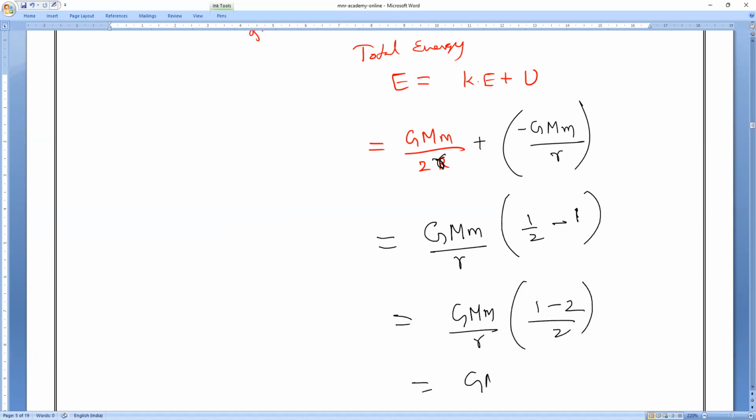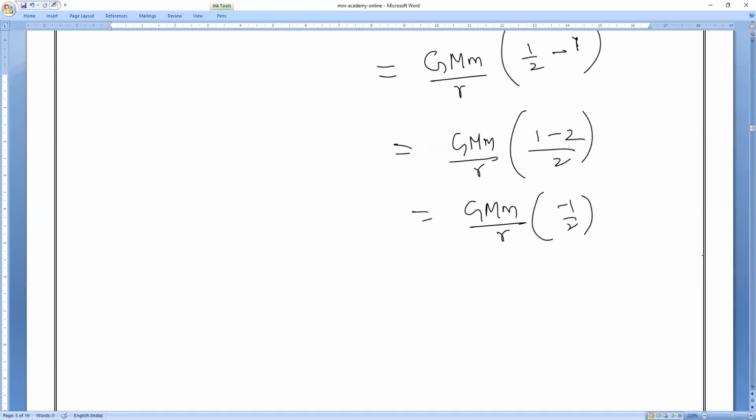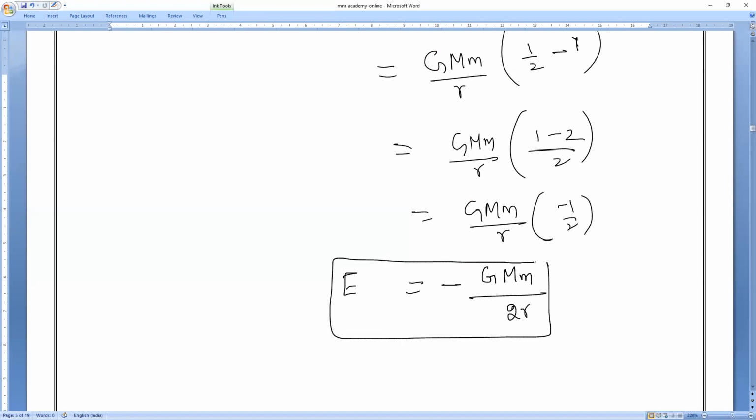So this is equal to capital G into small m into capital M divided by R, which will become minus 1 by 2. So what is the total energy, everybody? Total energy equals to what, everyone? Speak, guys. Minus G into capital M into small m divided by 2R. So now, if you notice, why is the total energy negative?